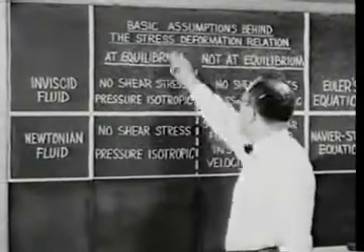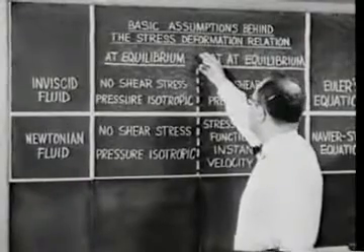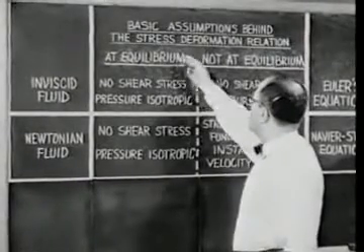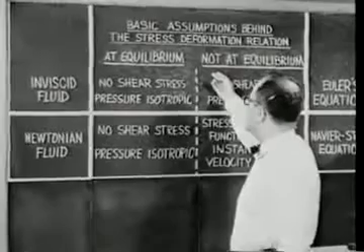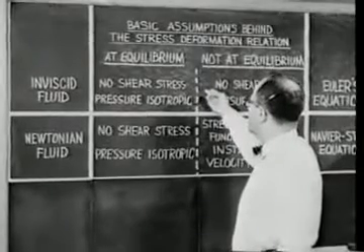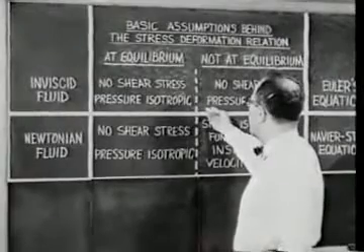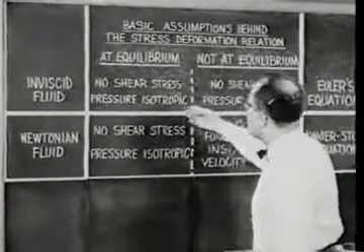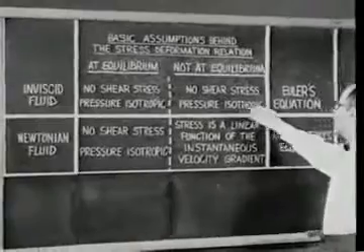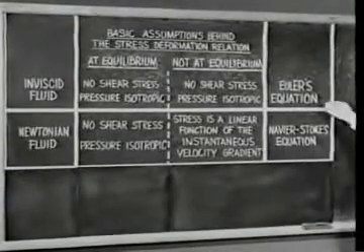In the model of the inviscid fluid, the basic assumption behind the stress-deformation relation, whether the fluid is at equilibrium or in motion, is that there are no shear stresses, or, equivalently, that the pressure is isotropic. This statement, when combined with the balance of momentum equation, leads to Euler's equation of motion.